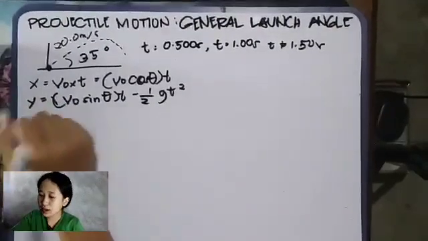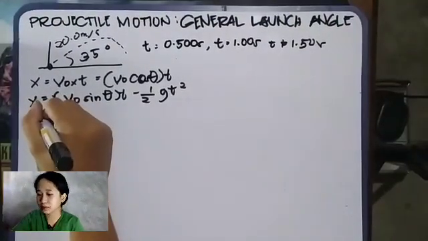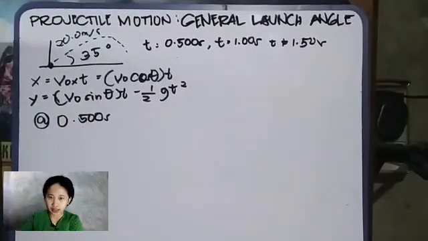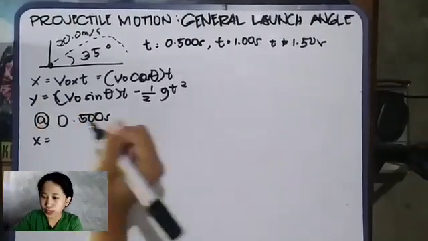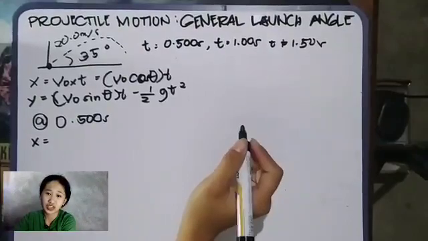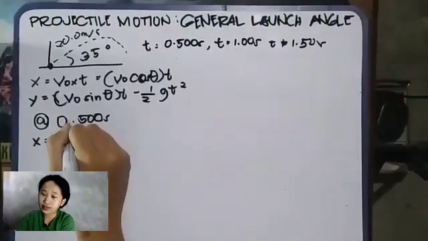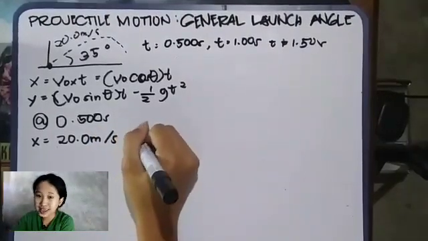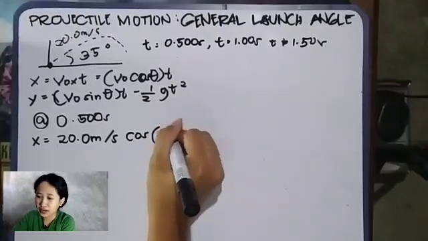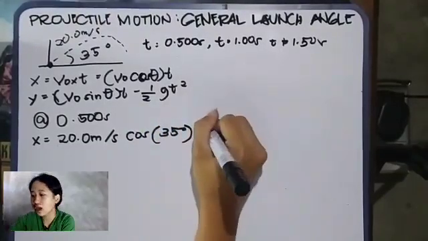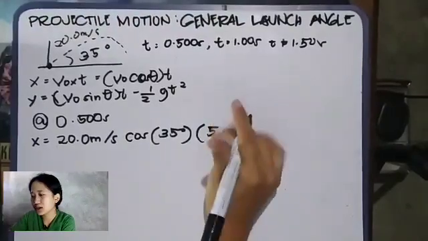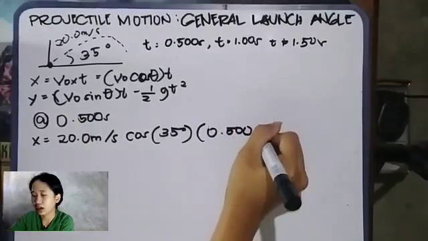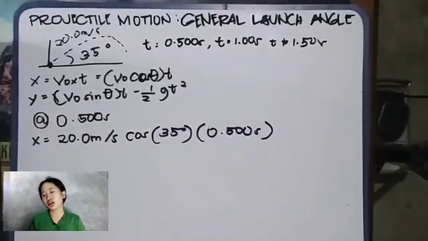So, dito po tayo sa 0.5 second. And, so, x muna tayo, of course. Yung V sub o natin, which is yung initial. So, ang initial natin is 20.0 meter per second cosine 35 degree times time na 0.5 seconds. So, i-compute lang natin sila.